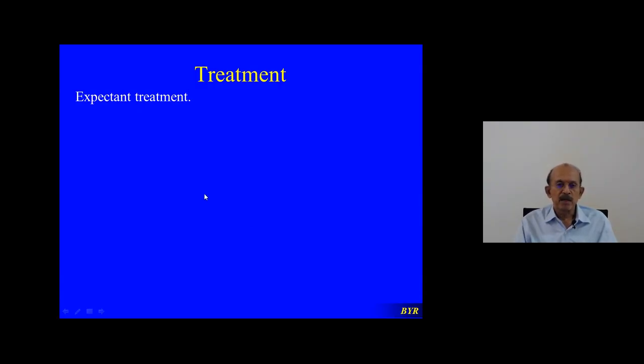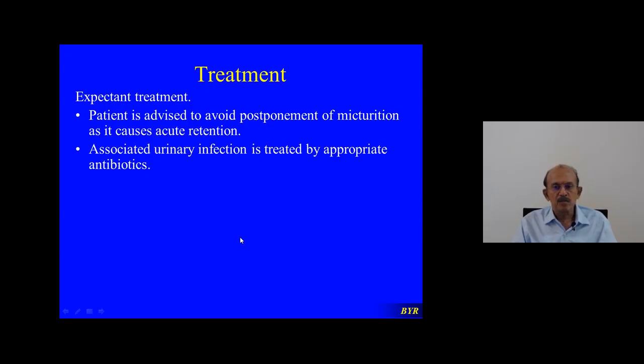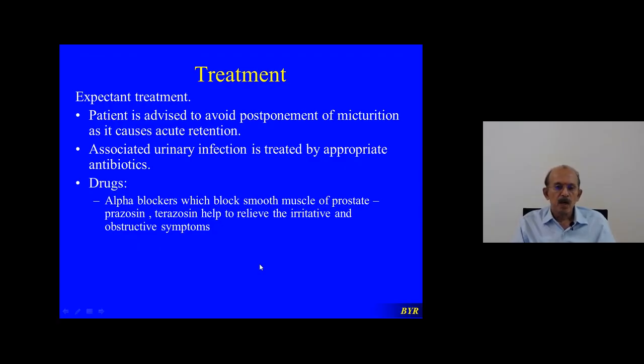The treatment of BPH, conservative treatment. So the patient comes to you with difficulty in micturition, then first what you do is advise him to avoid postponement of micturition because it can cause acute retention of urine. Associated urinary infection is treated by appropriate antibiotics. Then drugs. Alpha blockers, which block smooth muscle of the prostate, like prazosin, terazosin, they help to relieve the irritative and obstructive symptoms.